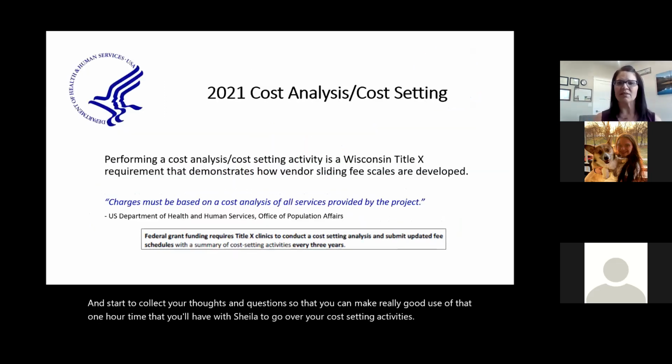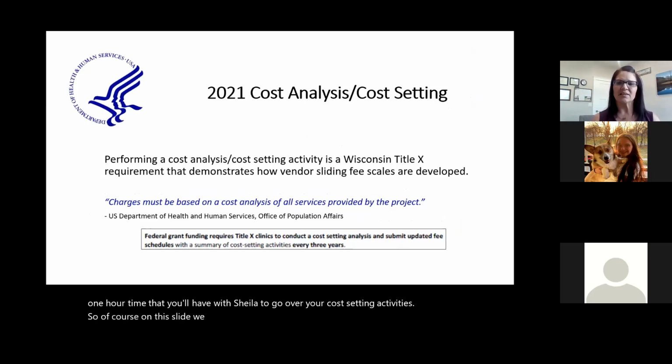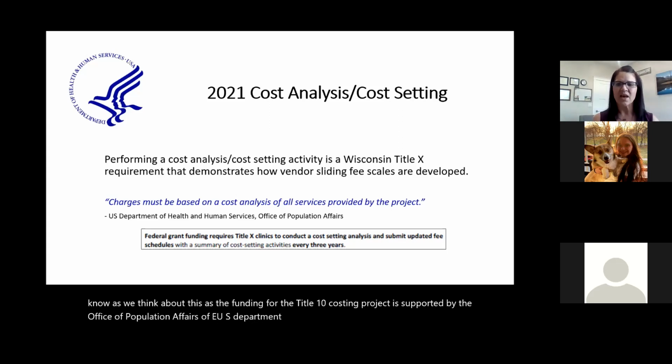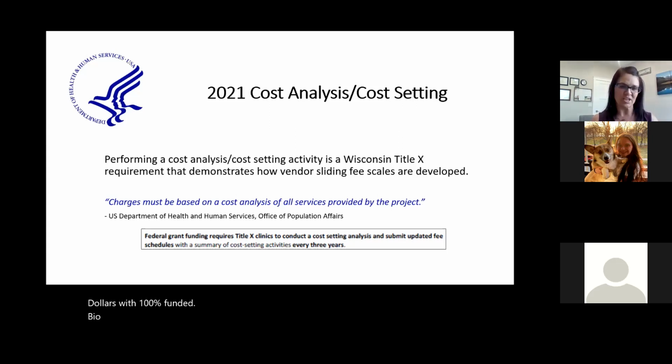So of course, on this slide, we see that conducting a cost setting analysis is a requirement every 3 years for being part of the Title X Family Planning Program. It's important to know, as we think about this, that the funding for the Title X Cost Setting Project is supported by the Office of Population Affairs of the U.S. Department of Health and Human Services as part of a financial assistance award that totaled a little over $3.9 million, with 100% funded by OPA, OASH, and HHS.